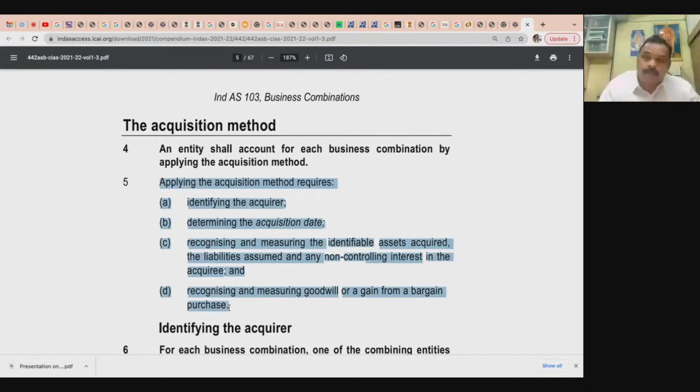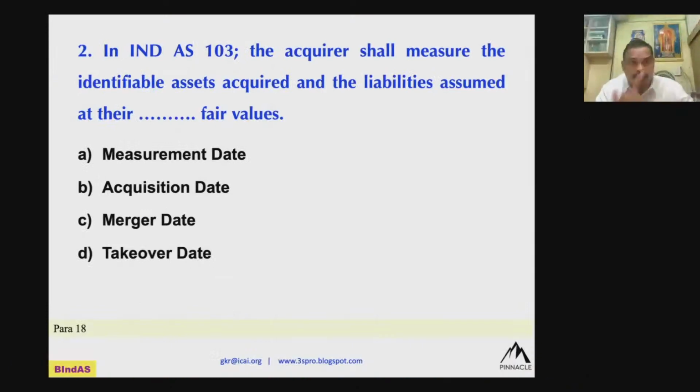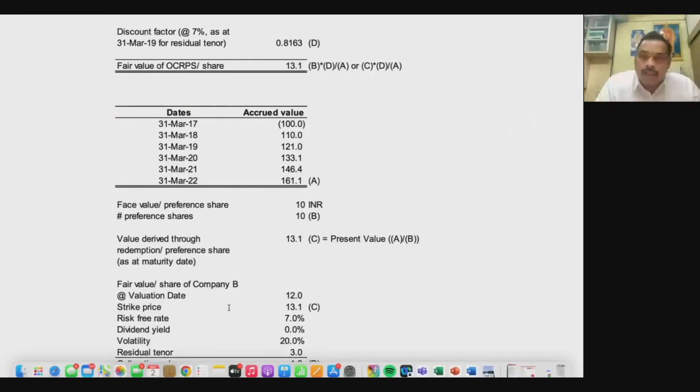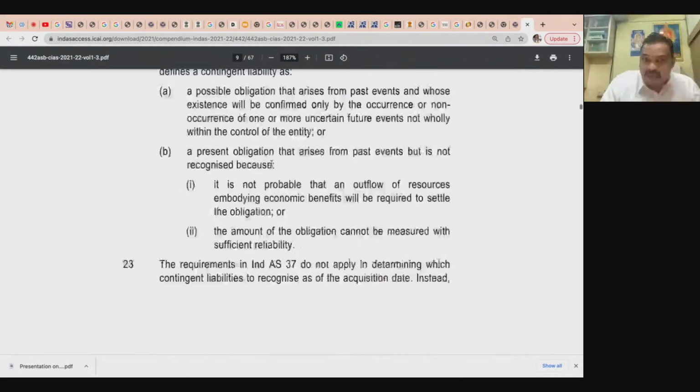Here, these are the only 4 steps, and let me appreciate these 4 steps one by one. Let me take you to this first question. In Ind AS 103, the acquirer shall measure the assets acquired and the liabilities assumed at what date? Now, don't give me the answers in the system. I will take you to the definition part.